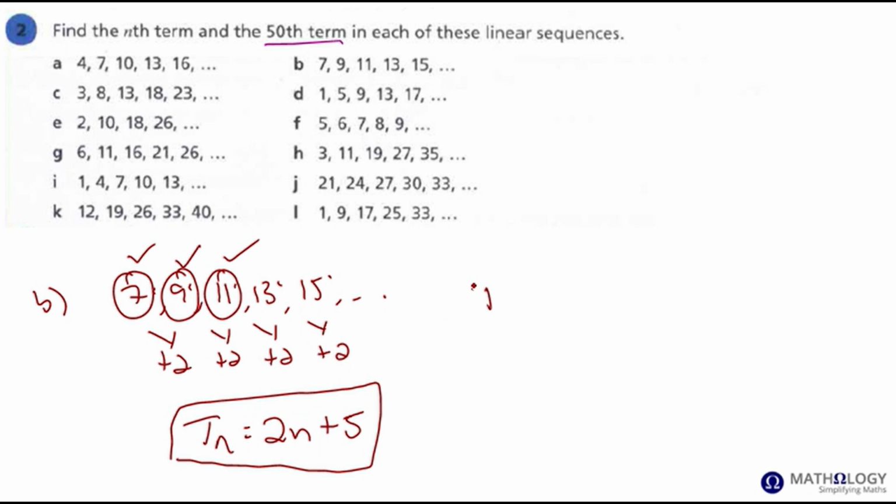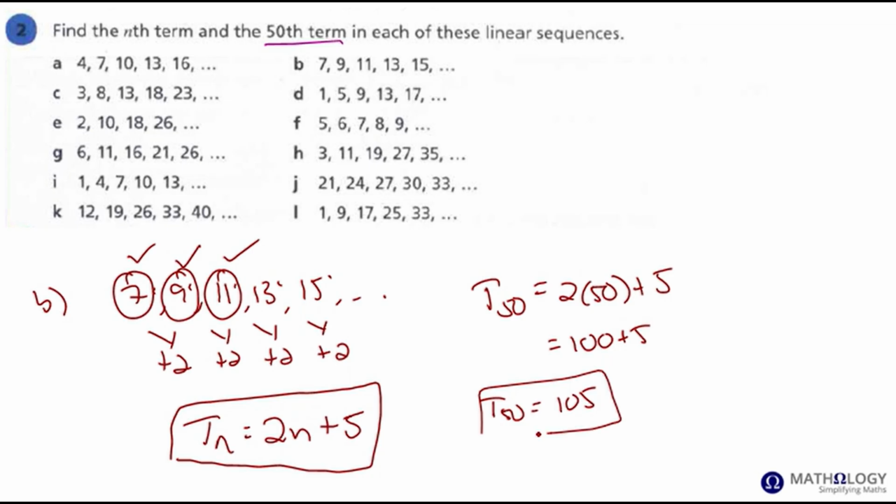Now we need the 50th term. So to work out the 50th term, n is 50, so the 50th term is 2 times 50 plus 5. That's going to be 100 plus 5. The 50th term is 105. And this is what you're going to do for the remainder of the exercise.